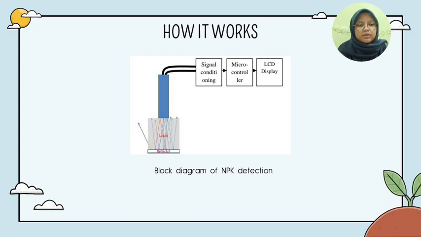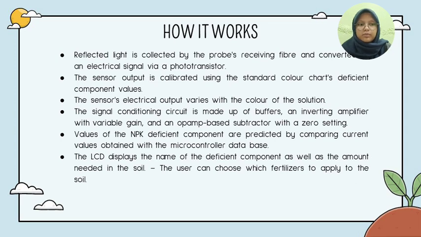This block diagram shows of NPK detection. Reflected light is collected by the probe's receiving fiber and converted to an electrical signal via a phototransistor. The sensor output is calibrated using the standard color chart deficient component values. The sensor's electrical output varies with the color of the solution. The signal conditioning circuit is made up of buffers, an inverting amplifier with variable gain, and an op-amp based subtractor with a zero setting.